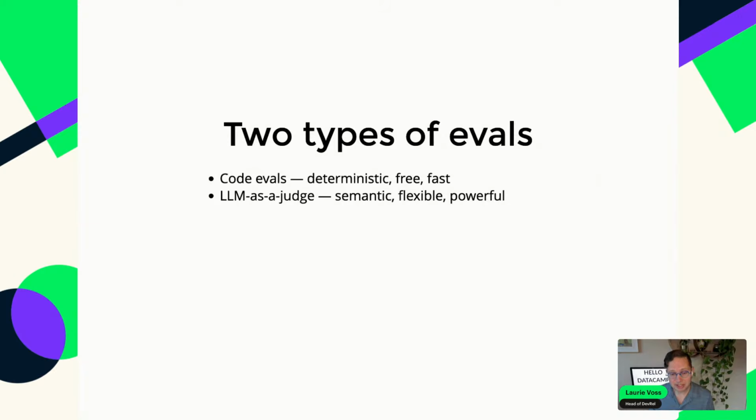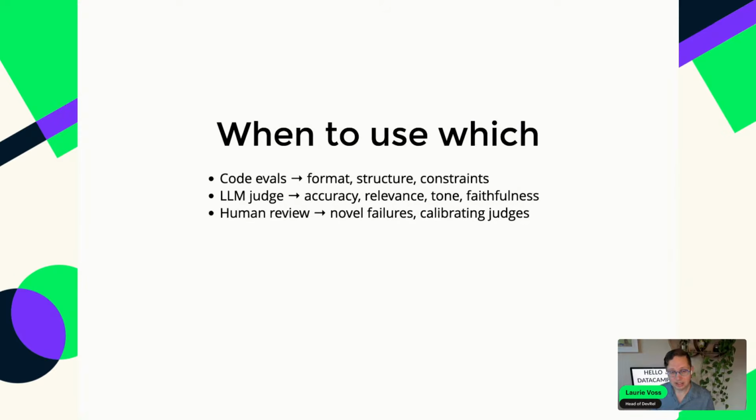There's also LLM as a judge evals, which use a second LLM to grade your outputs against a rubric, a set of criteria that you write. LLM as a judge evals are much more flexible. They can handle the kinds of questions that code can't answer. Is this response factually accurate? Does it stay faithful to the source document? Is the tone right for a customer service context? These are not competing approaches, they're complementary, and most real systems will use both code evals and LLM as a judge.